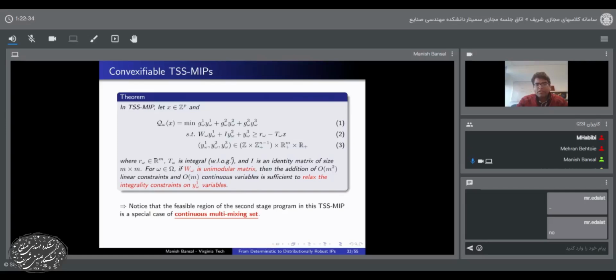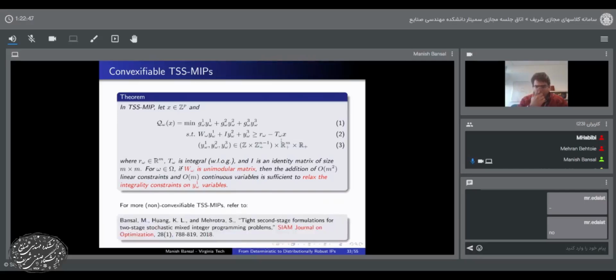And like I mentioned, this set has an interesting relationship with the continuous multimixing set, except that here we still have this t omega x, which was not there in that set. If you're interested in more such sets, you can refer to this paper. We have various other sets considered here, and that motivated us to consider this idea of second stage convexification and take it to two-stage stochastic nonlinear programs as well.